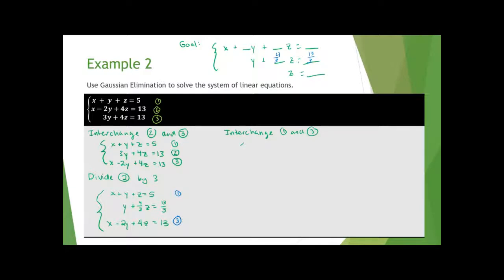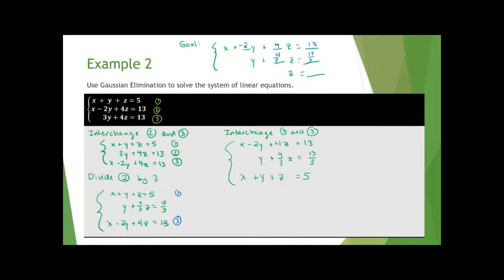So now my first row is x minus 2y plus 4z equals 13. My second row is staying the same. That's y plus 4/3 z equals 13/3. And now my last row is x plus y plus z equals 5. And so I think this will make it easier for us to find Z by itself, because we have fewer coefficients to worry about as well. So back at the top where I have my goal, I'm going to replace my coefficients there.